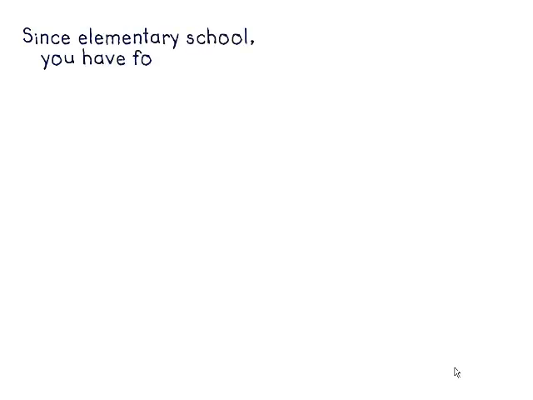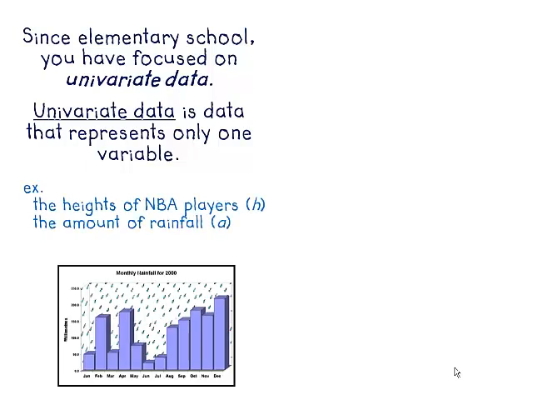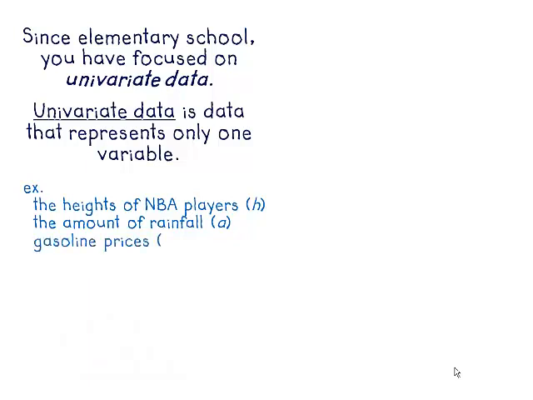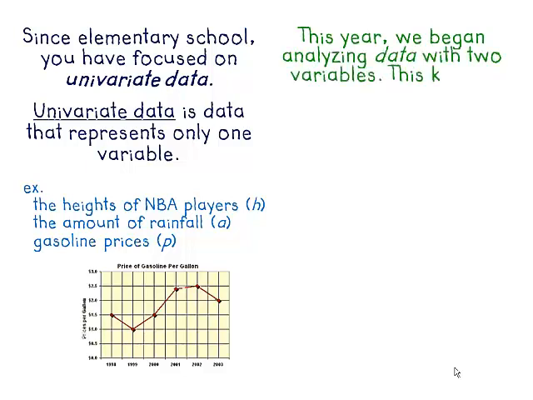Since elementary school, you have focused on univariate data. Univariate data is data that represents only one variable. Here are some examples: the heights of NBA players, the amount of rainfall, and gasoline prices. You've just seen some examples of graphs of how univariate data can be displayed.